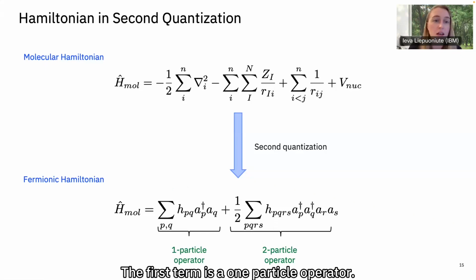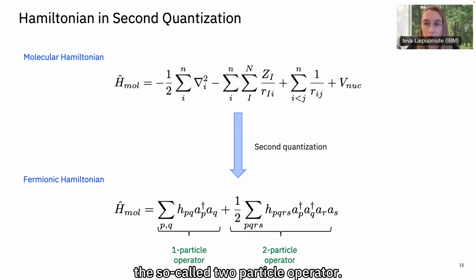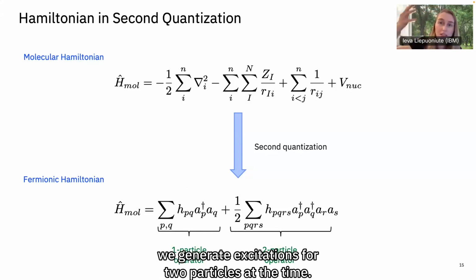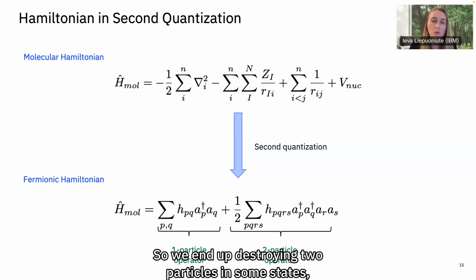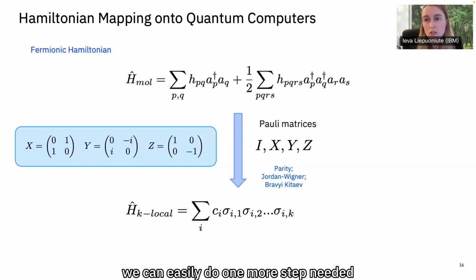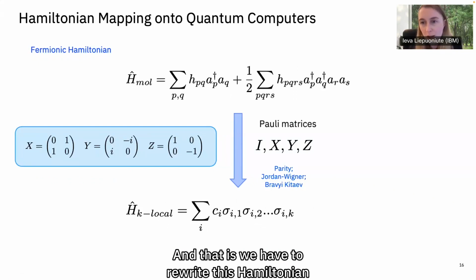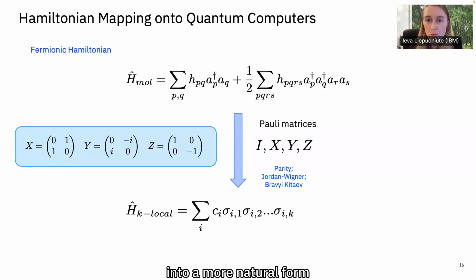The first term is a one-particle operator, so we generate excitations for a single particle. And then the second term is the so-called two-particle operator, and so again, we generate excitations for two particles at the time. So we end up destroying two particles in some states, but then creating two particles in other states. Now that we have our Hamiltonian written in its second quantized form, we can easily do one more step needed before we can put it on a quantum computer, and that is we have to rewrite this Hamiltonian into a more natural form for quantum simulation of electronic structure on a quantum computer.